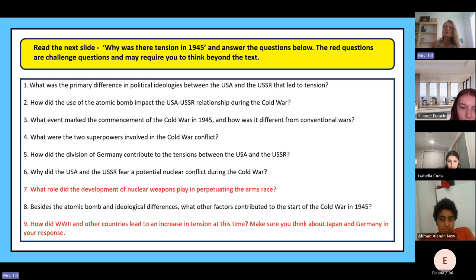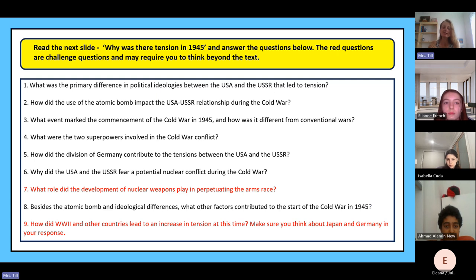So you can see, how did the use of the atomic bomb impact on the relationship? How did the division of Germany contribute to tensions? So they're all around this idea of tensions. There are two red questions, 7 and 9. They are harder questions. So I've said they're stretch questions. So see if you can answer 1 to 8. Or if you're feeling really, really confident, you could start with 7 and 9. That is up to you.